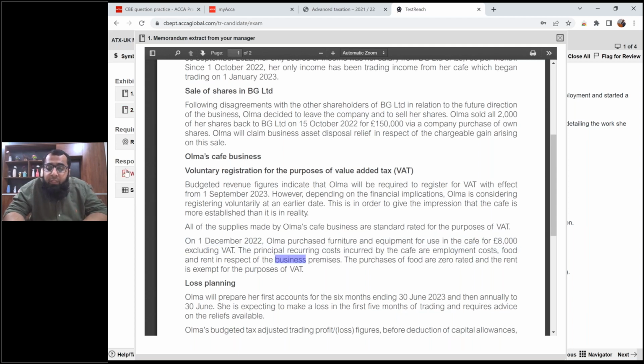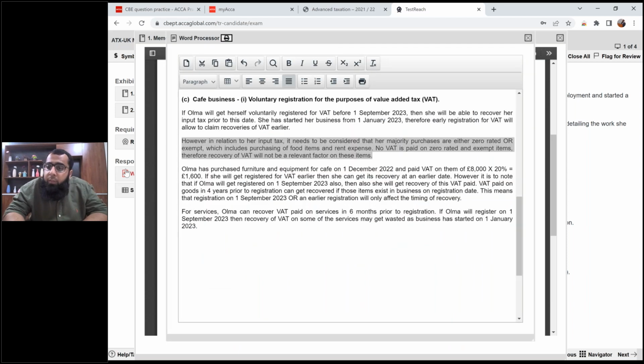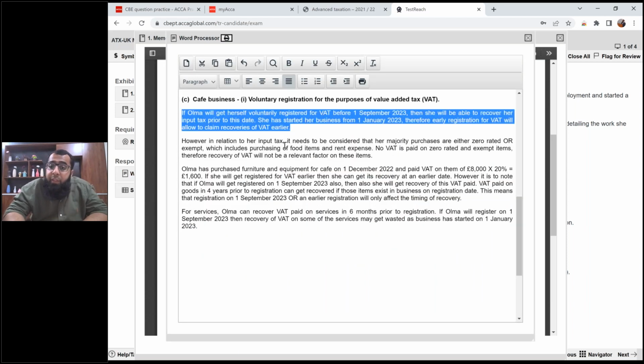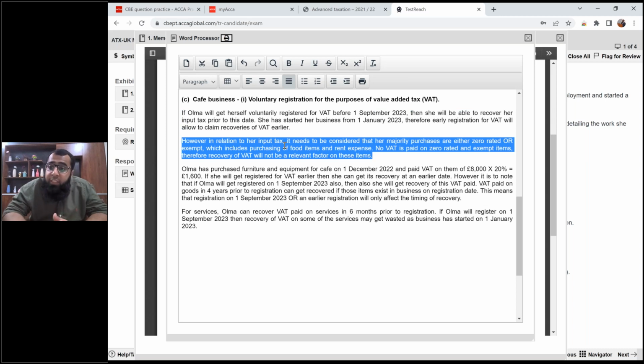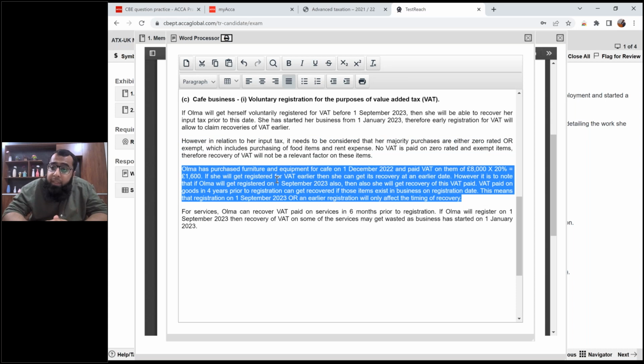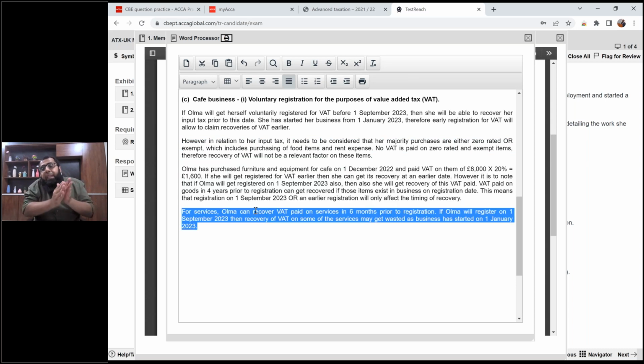So what I believe is that we have commented on the recovery of VAT. We have commented on the major expenses she is doing. Okay, we have commented on the furniture and equipment thing. And we have commented on the services element that some period recovery may get affected if she registered on 1st September 23. Are you people getting it? Please tell me on the question box. Are you people understanding it? Okay.